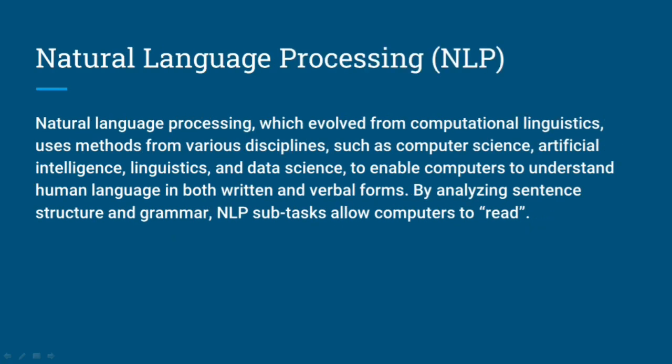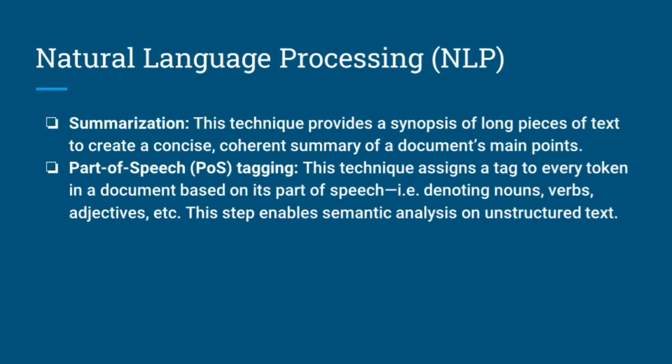Natural language processing. Natural language processing, which evolved from computational linguistics, uses methods from various disciplines such as computer science, artificial intelligence, linguistics, and data science to enable computers to understand a human language in both written and verbal forms. By analyzing sentence structure and grammar, NLP subtasks allow computers to read. Summarization is a subtask of NLP. This technique provides a synopsis of long pieces of text to create a concise, coherent summary of documents' main points.